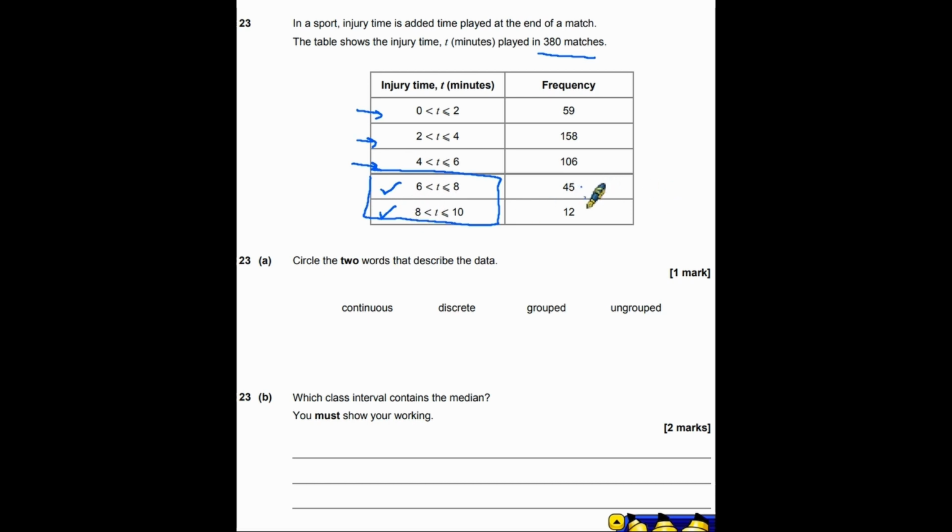So all these matches in the last two intervals had more than 6 minutes injury time. Therefore it's 45 plus 12, so we have 57 matches had more than 6 minutes. So that's 57 out of 380. That's a fraction. We are asked to turn it into a percentage. 57 divided by 380 equals 0.15, and if we times that by 100, we get 15%. So although it's not on the page, it's just below. That is the answer to 23c.